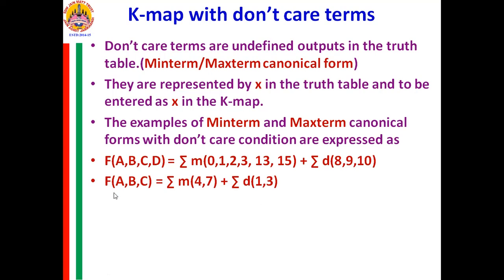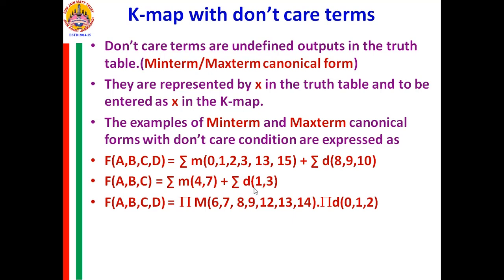So this is another example where the function ABC is equal to the sum of minterms 4, 7, that is, the function evaluates to 1 for the values 4 and 7, and the don't care conditions are 1 and 3. That is, the input possibly may not appear for this combination 1, 3. If at all it appears, the output may be either 0 or 1, that is not required actually. So it is called don't care.